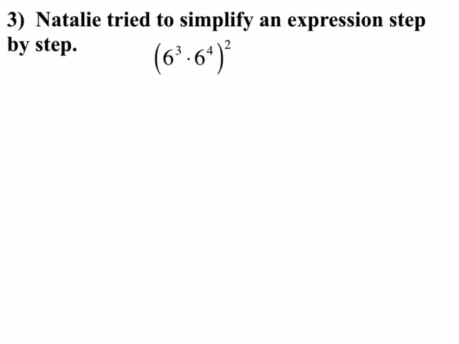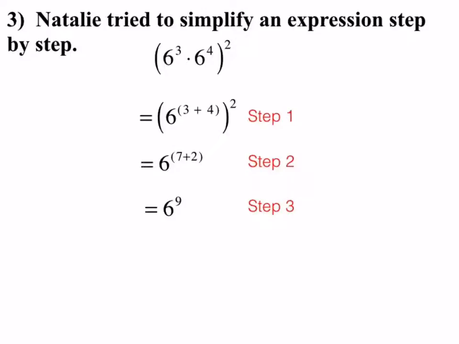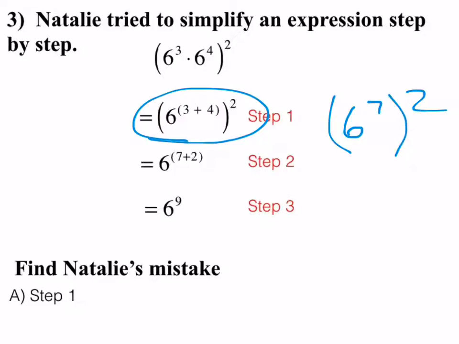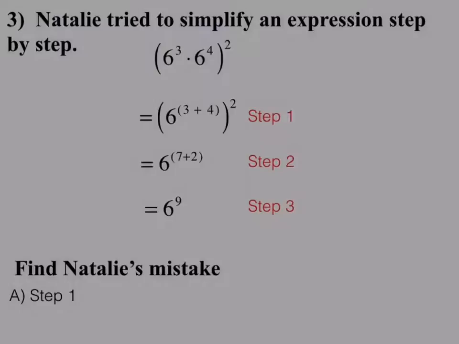Number 3, Natalie tried to simplify an expression step by step. The question is, where is the mistake? Well, obviously in this one, there is a mistake because when we have a power to a power, which is essentially what we have right here, we should have 6 to the 7th to the 2nd, and that is clearly not 6 to the 9th power. That would be 6 to the 14th power. So the mistake is right there in step number 2.